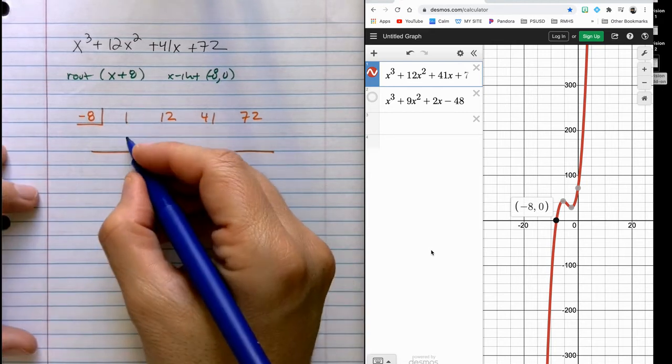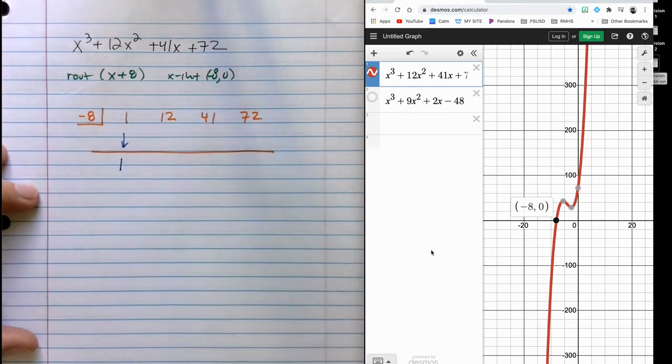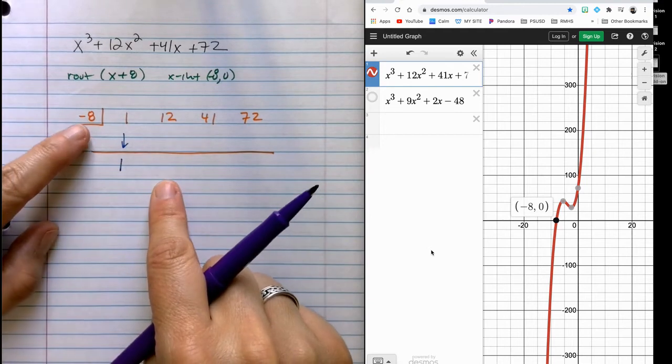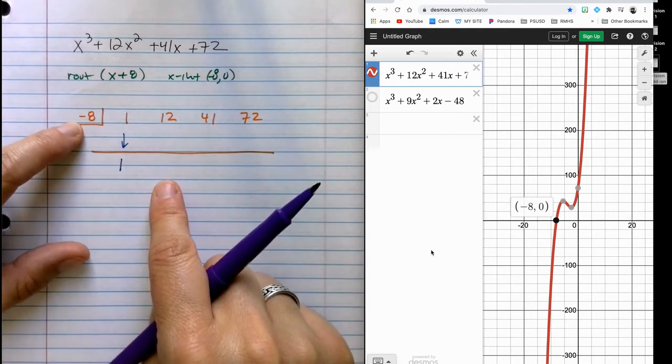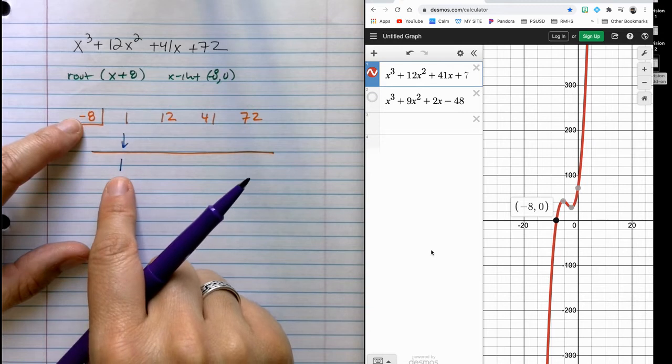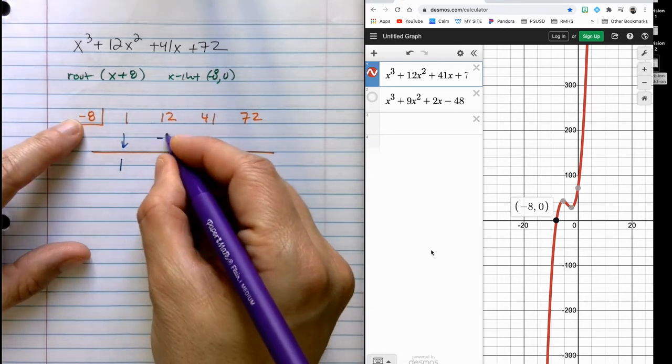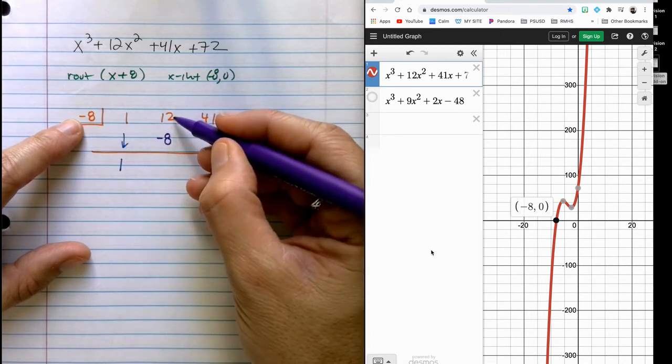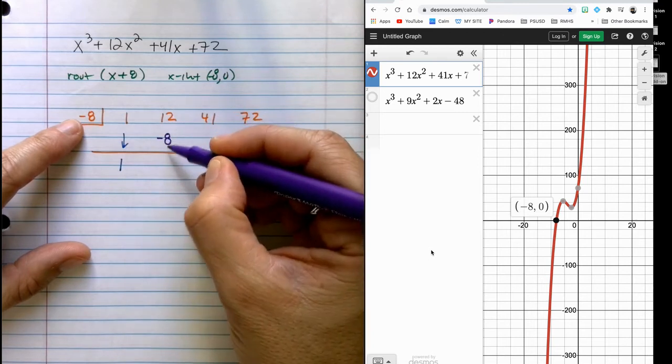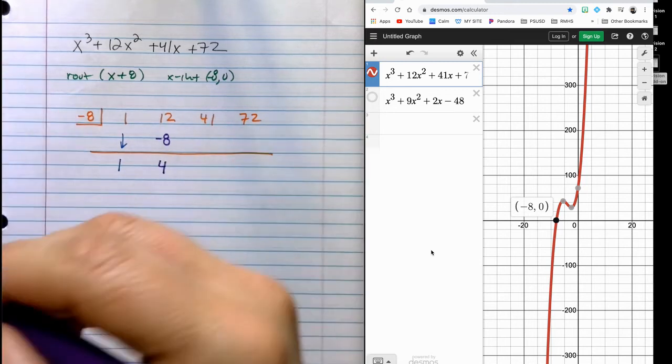Take the first number, whatever it is, and just write it straight down. Now, we're going to take this number here, -8, whatever number's in that spot, we're going to multiply by this one. So -8 times 1 is -8. So take that answer and write it in the next column. Now add straight down. 12 minus 8 is +4.